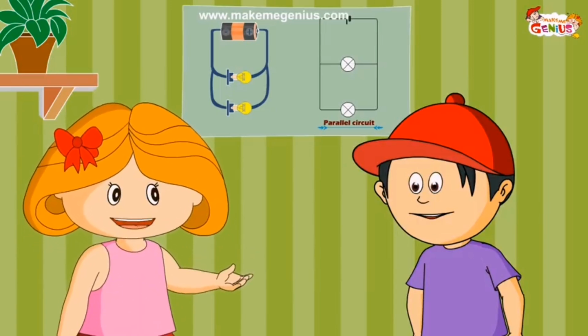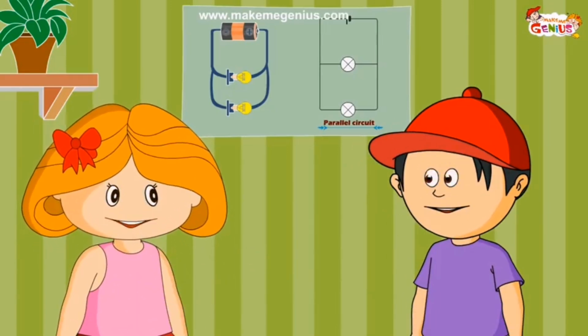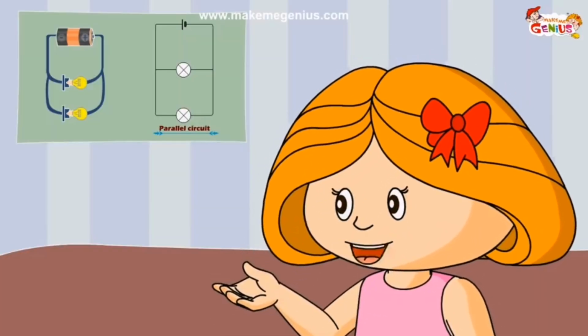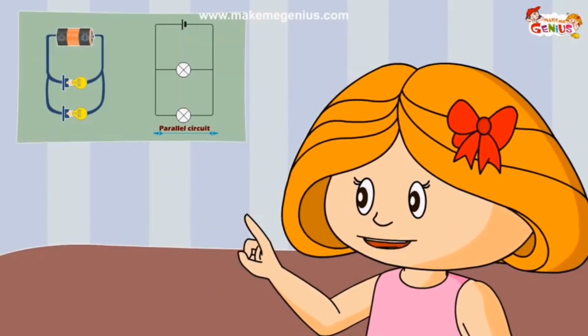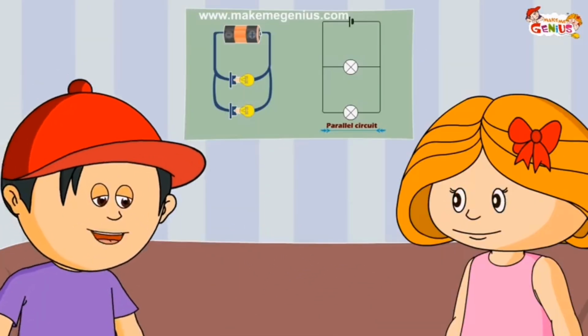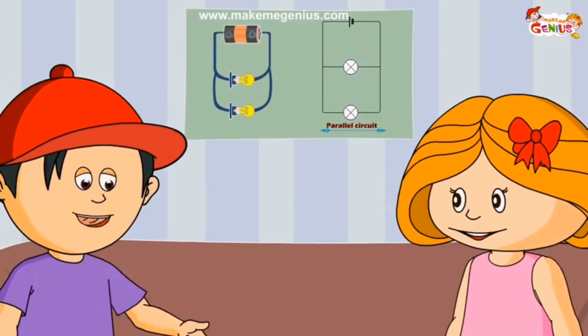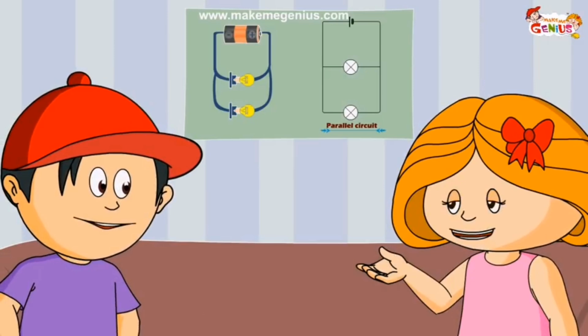Now can you tell me one benefit of parallel circuit? Parallel circuits are useful if you want everything to work, even if one component has failed. This is why our homes are wired with parallel circuits. So even if one thing goes off, at least other things will continue to work. You are a genius scientist.